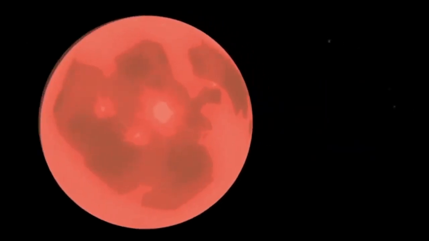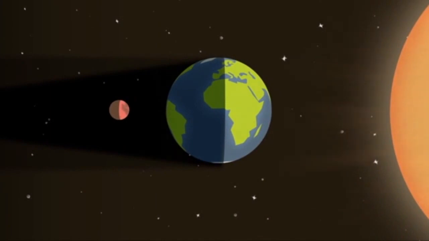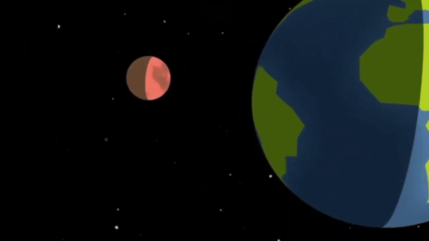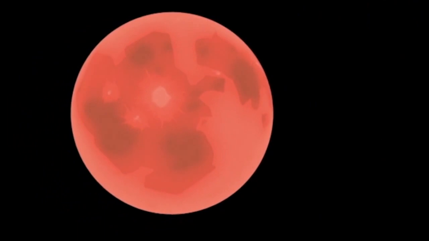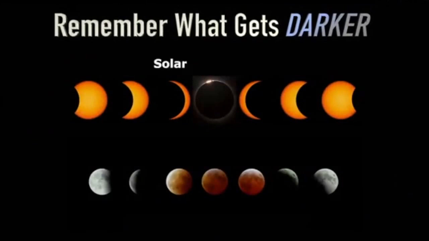A lunar eclipse, on the other hand, is where the moon moves behind the Earth, so it's now the Earth blocking the Sun's light on the moon, creating a shadow on it with a red tint. The easy way to remember the difference is to remember what gets darker. With the solar eclipse, the Sun gets darker, and during a lunar eclipse, the moon does.